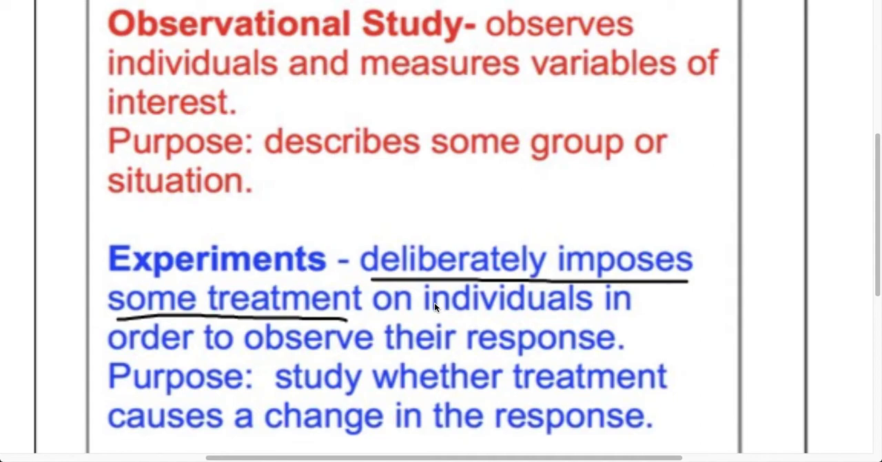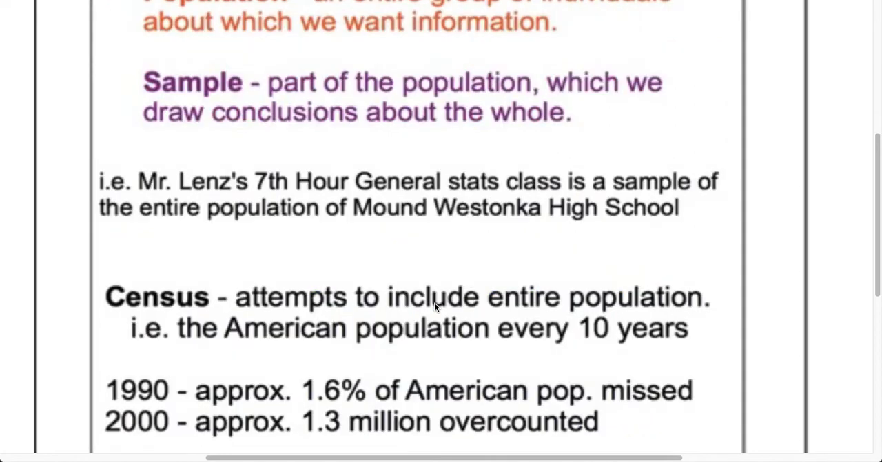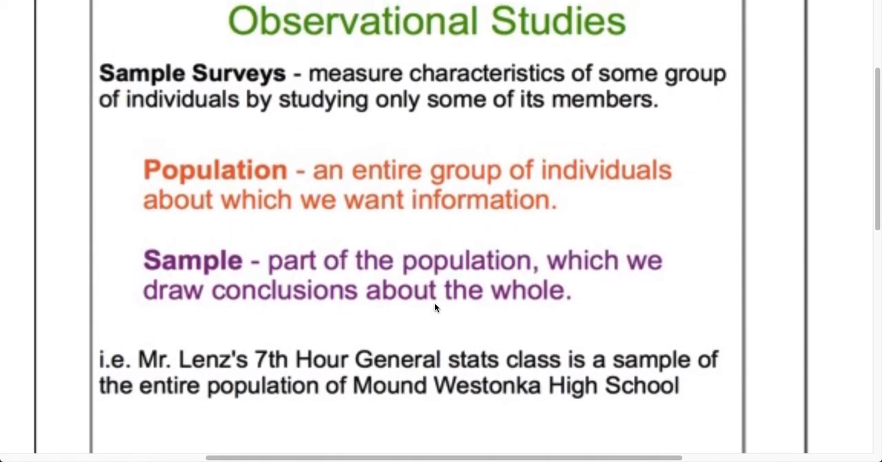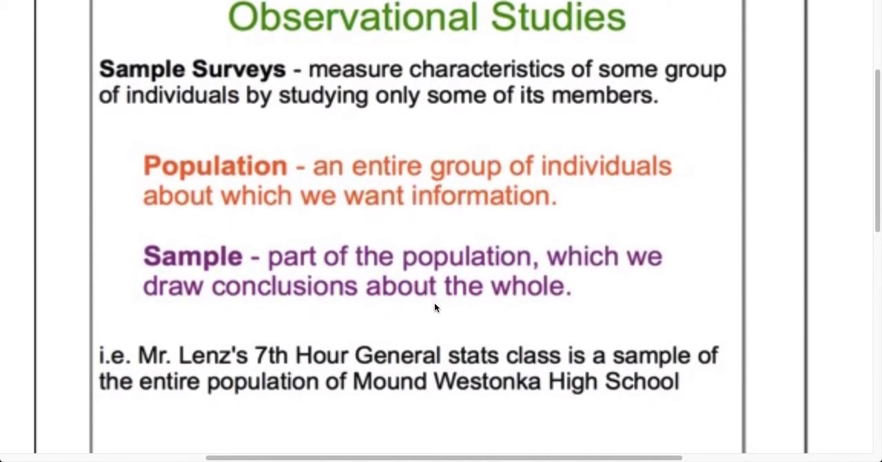But anyway, when you are collecting data, there's two general ways to do it, and throughout this whole class, we'll dive more into different types of observational studies and experiments. Those are the two types of ways that you can collect information. So again, we have other types of observational studies. We have sample surveys, where you measure characteristics of some group of individuals by studying only some of its members.